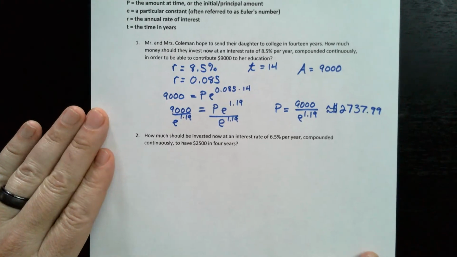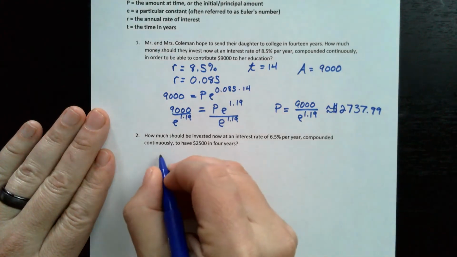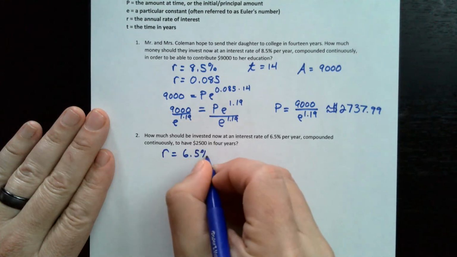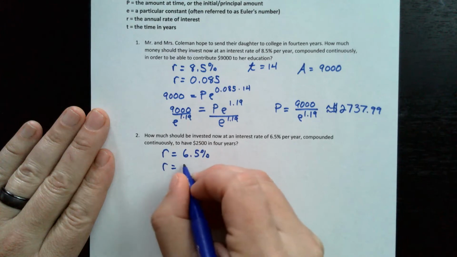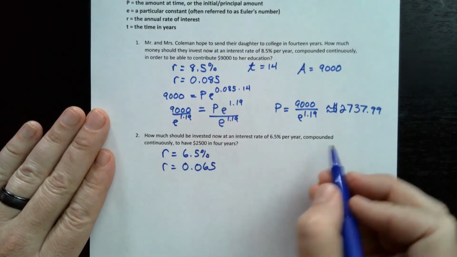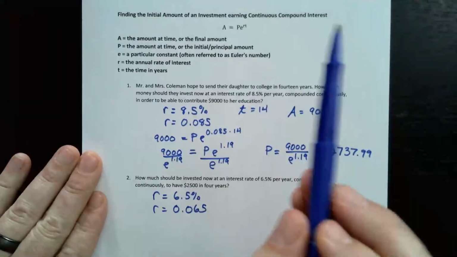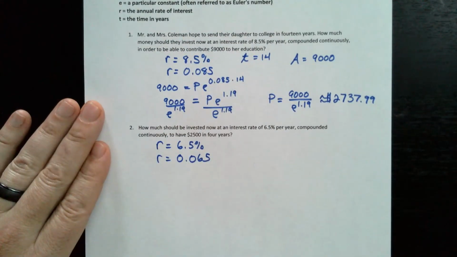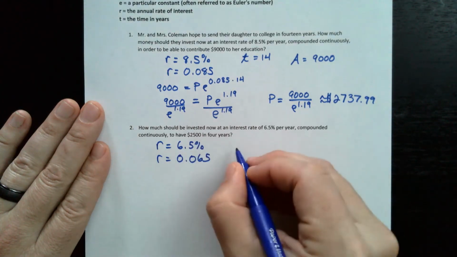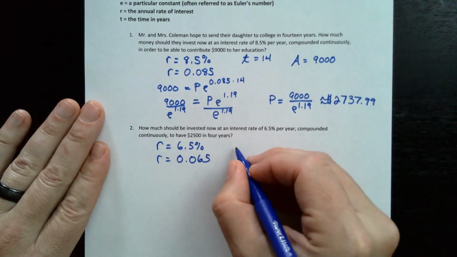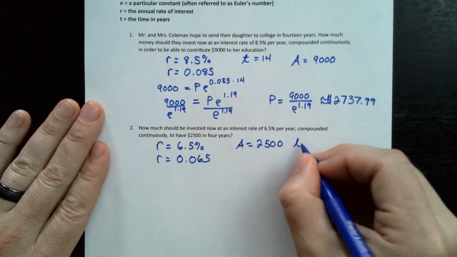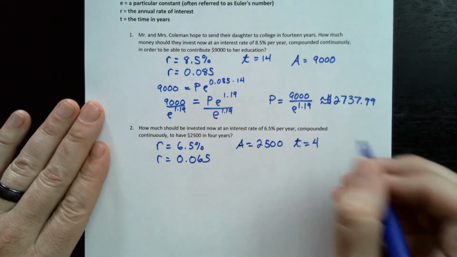Okay, let's look at this one. How much money should be invested now at an interest rate of 6.5%? So r is equal to 6.5%, which is equal to 0.065 as a decimal. Compounded continuously, so we're using A is equal to Pe^rt. So to have $2,500 in 4 years. So this is the amount after some time. That's A is equal to 2,500, and t is equal to 4.